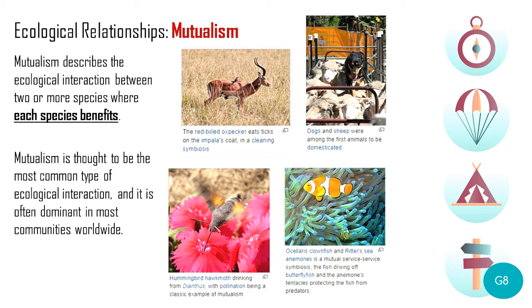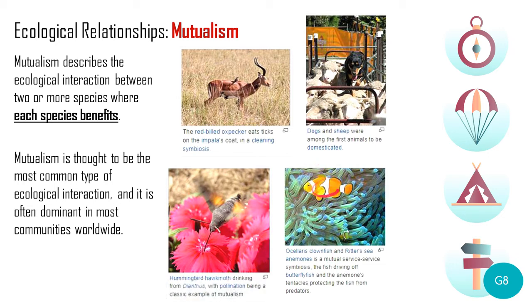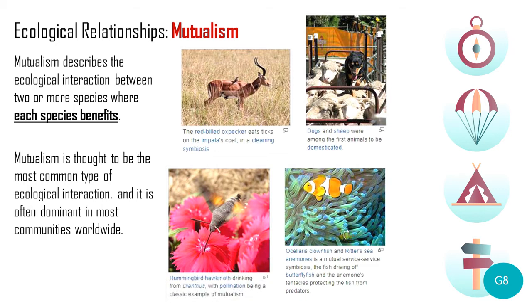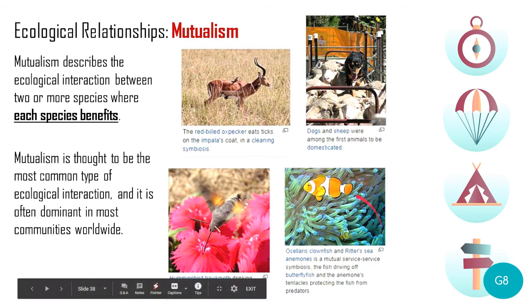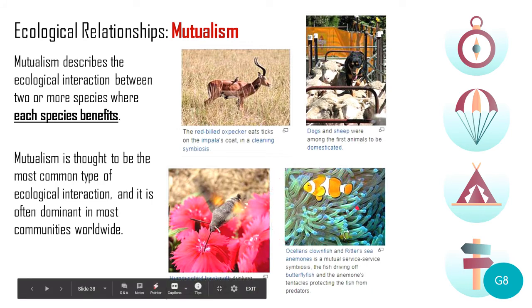Then this clownfish and sea anemone, they have a mutualistic symbiotic relationship. Here, the fish stays in the anemone and has eventually adapted to be resistant to the stinging abilities of the sea anemone. It drives off butterfly fish, which is possibly one of the consumers of the sea anemone, while the sea anemone tentacles protect the fish from predators. So those are just some of the many examples of mutualism.